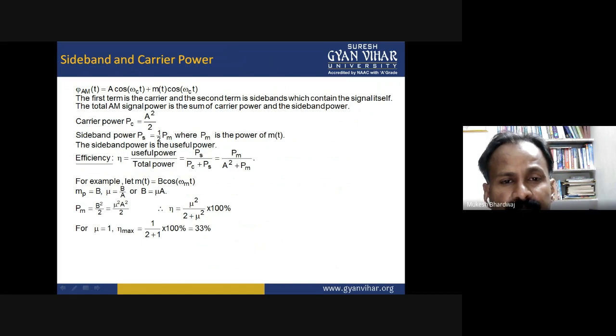PM, that is B square by 2, and B can be written as mu square A square by 2. Now eta, that is efficiency, is useful power upon total power. So mu square upon 2 plus mu square, into 100, comes out to be 33% for mu equals 1.